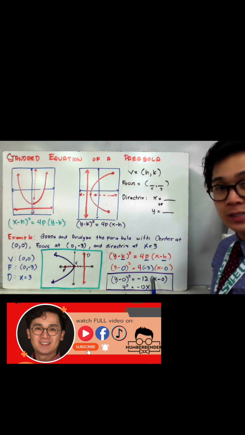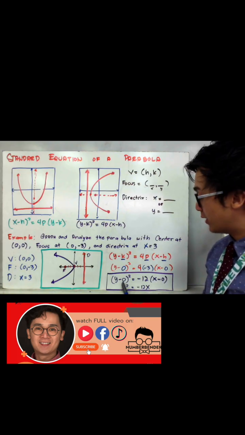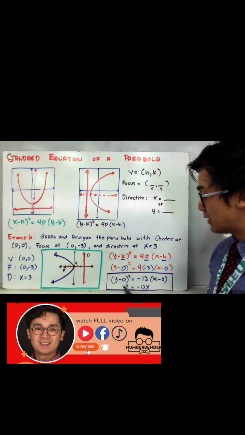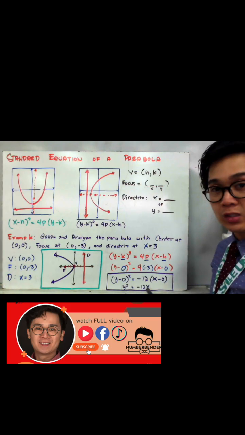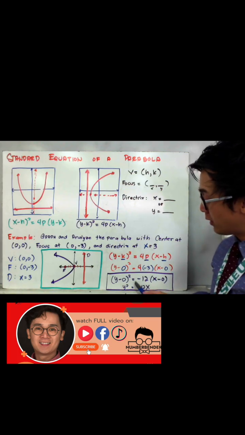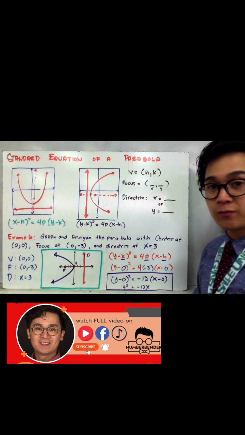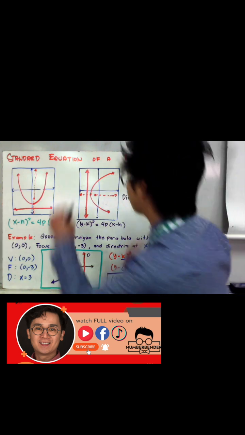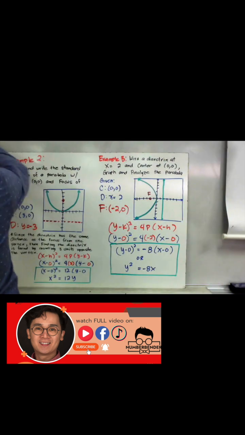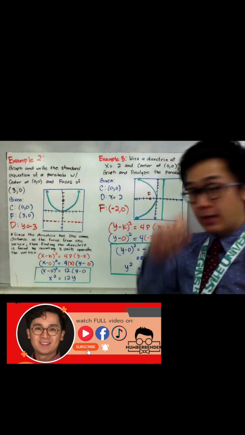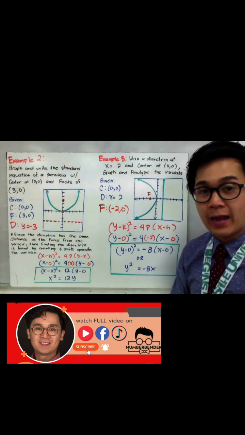And you can further simplify this because of 0, 0, you can change this into y squared equal to negative 12x as an equation of a parabola. So these two equations will be the different versions of your parabola when it's opening from the point of origin. Now let's have more examples on analyzing and graphing a parabola given its parts.